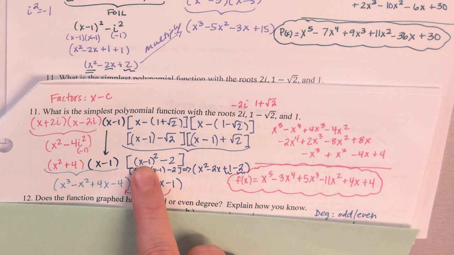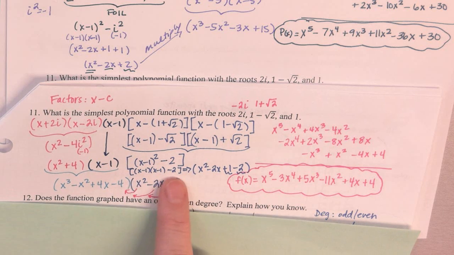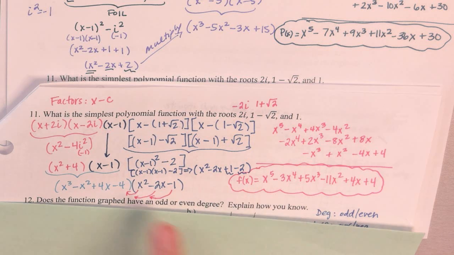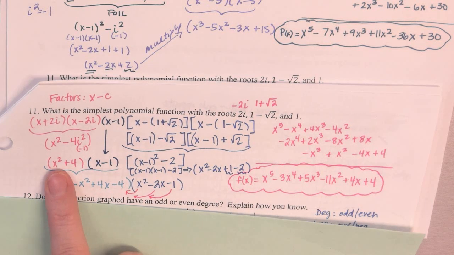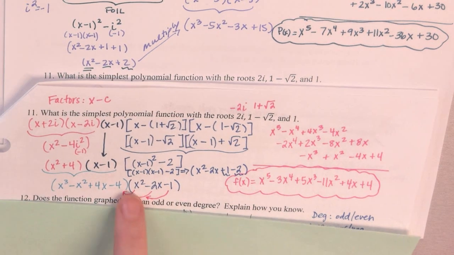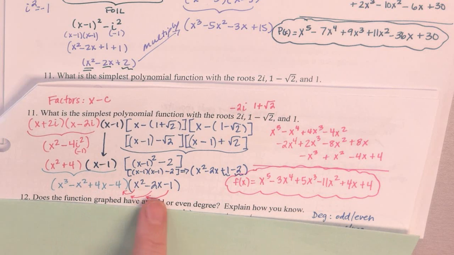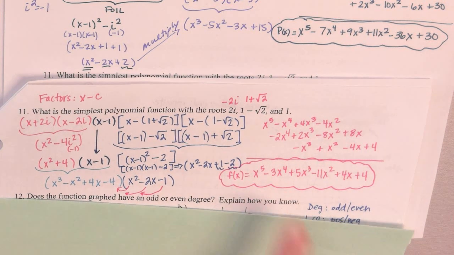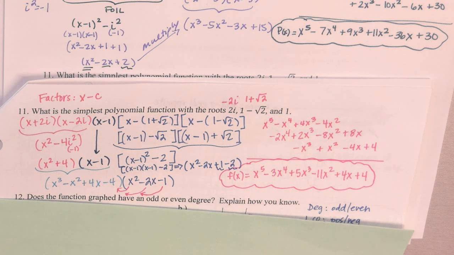Okay, and then once you FOIL that out, combine your like terms. And then the last step, after you multiply x squared plus 4 times x minus 1, you got to distribute. I chose to distribute the 3 to the 4, but I know some of you did it the other way. You should get the same final answer there. So your final answer is f of x equals, or p of x equals, x to the 5th minus 3x to the 4th plus 5x cubed minus 11x squared plus 4x plus 4.